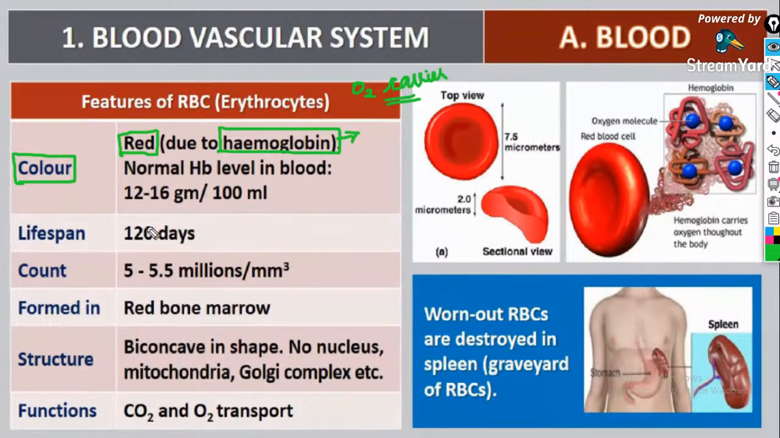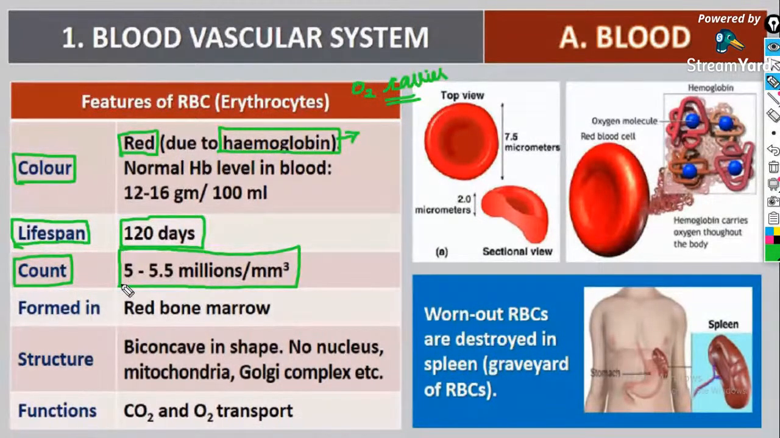Next one, the lifespan of RBC. I'm telling only the important points. Lifespan of RBC is 120 days. And what is the count of RBC? How much RBC is found in our blood? In 1 millimeter cube of blood, you will have 5 to 5.5 million RBCs. And where are these RBCs formed? The RBCs are formed in the red bone marrow.